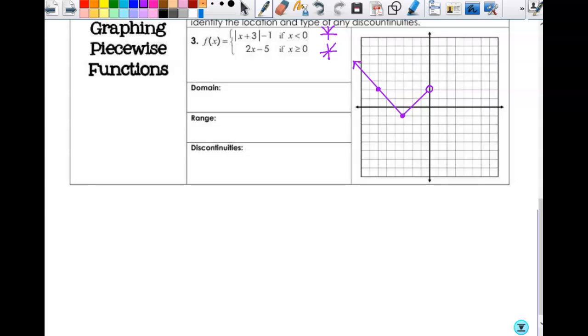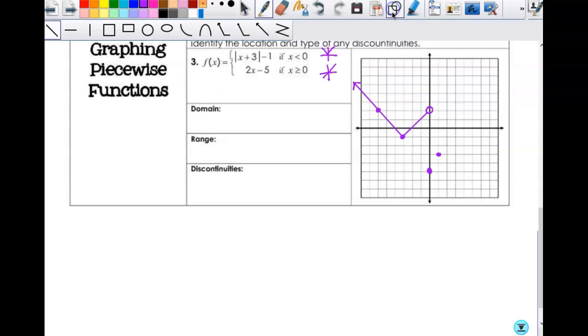Now we do the linear. So now I substitute in the 0 into that. 2 times 0 is 0, minus 5 is negative 5. So I go to 0, negative 5, 1, 2, 3, 4, 5, and I put a closed circle because it's included. Do I have to do anything fancy or weird to get the rest of the line? No. What's the slope? 2. So I go up 2 and over 1. Then I'm done.